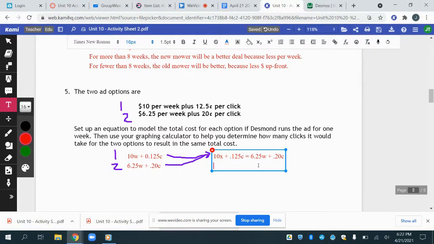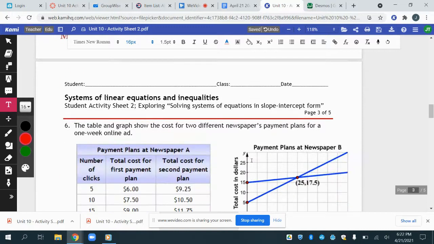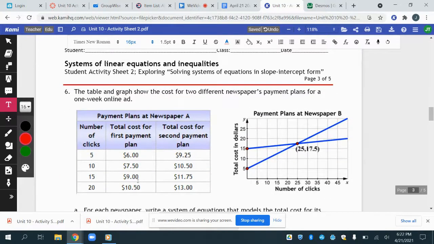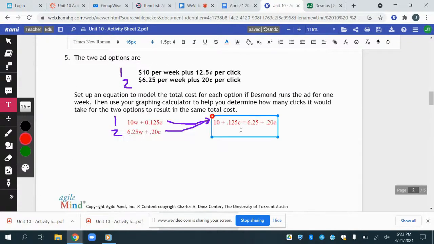Oh, I see what they're saying. Oh, maybe it's just within 1 week. So they don't want us to keep track of W. We're not keeping track of weeks. We're just keeping track of clicks. They never ask about weeks. They assume that there's only 1 week per week. We're only keeping track of it in terms of 1 week. That's not very well explained on the actual sheet. It's probably explained in AgileMind. But with weeks as well, this would not be solvable.